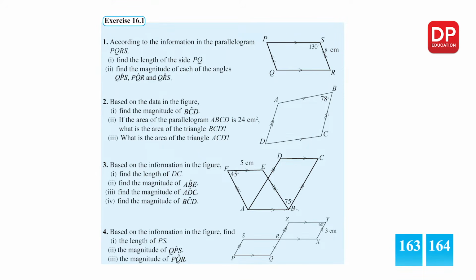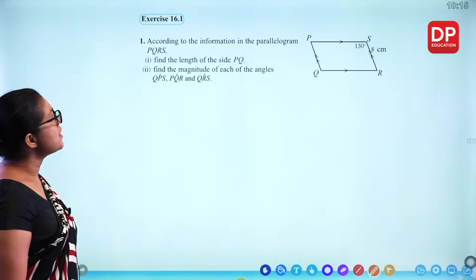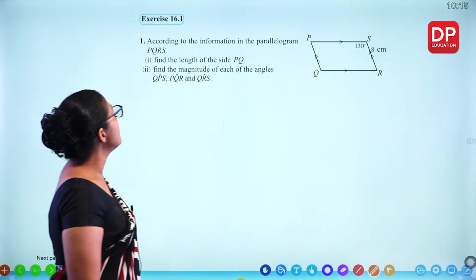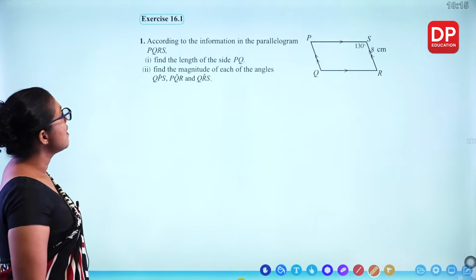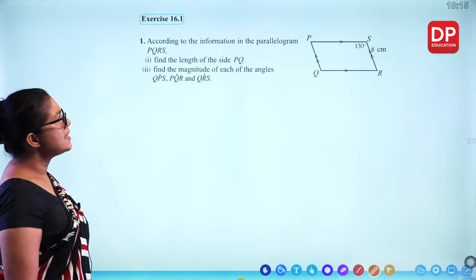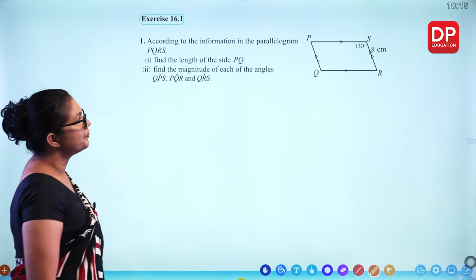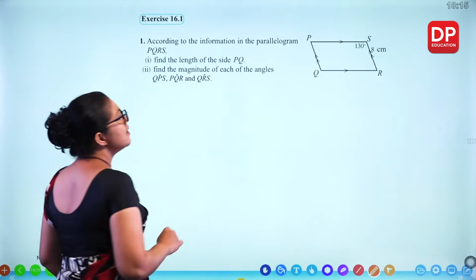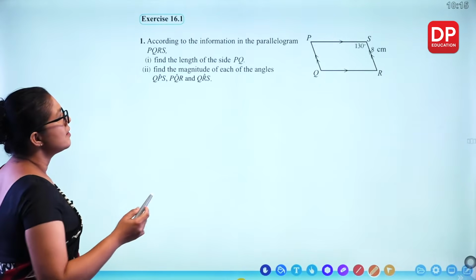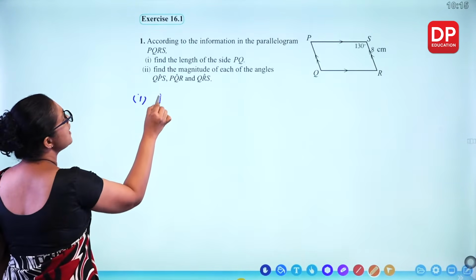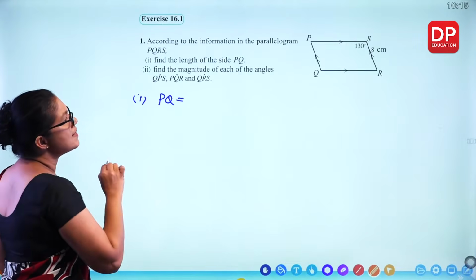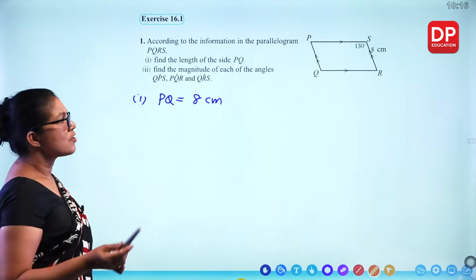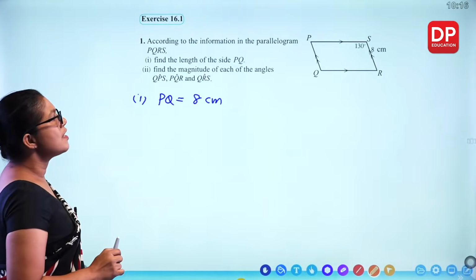Let's take exercise 16.1 in your textbook. It says, according to the information in the parallelogram PQRS, find the length of the side PQ. This is a parallelogram. Opposite sides are parallel. So what can you say about PQ? PQ is same as 8 centimeters because opposite side SR is equal to PQ.